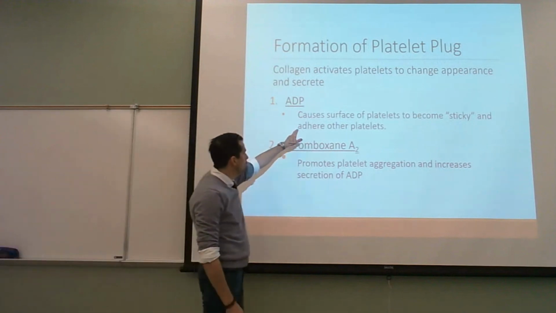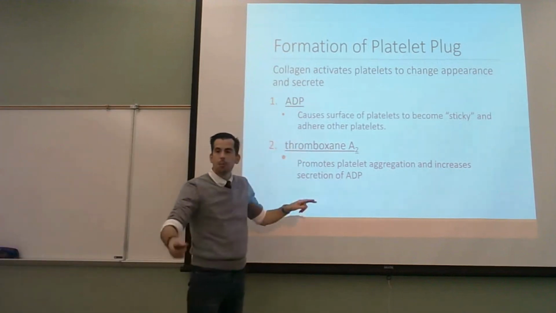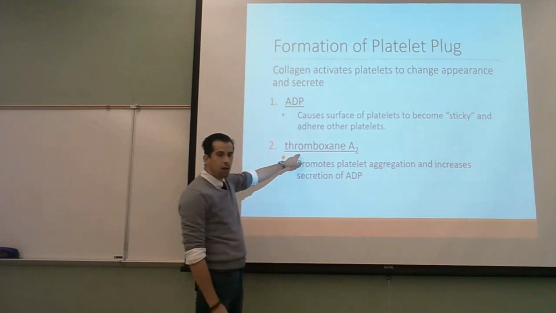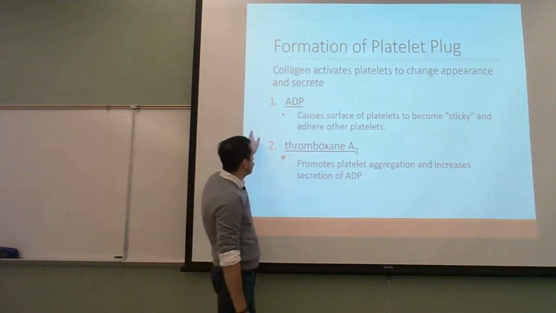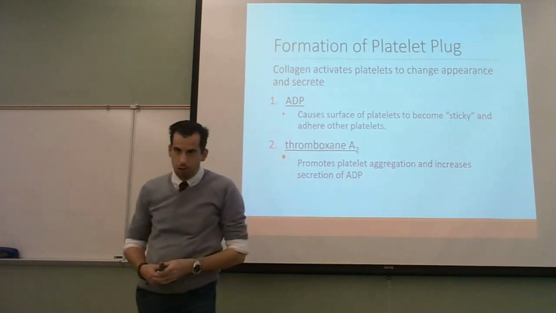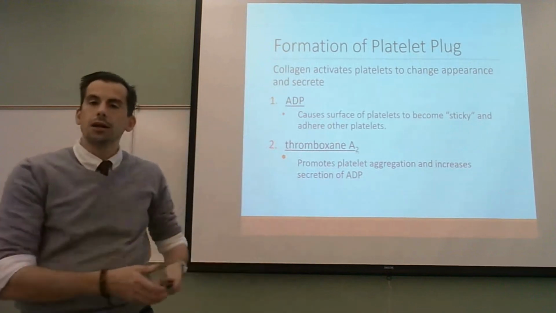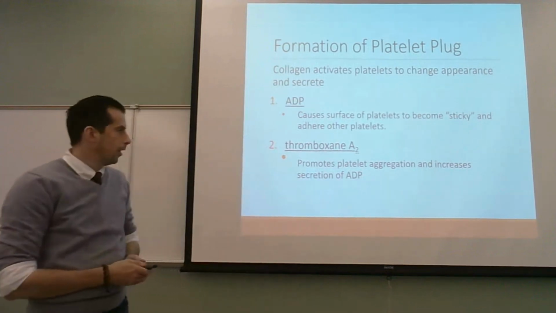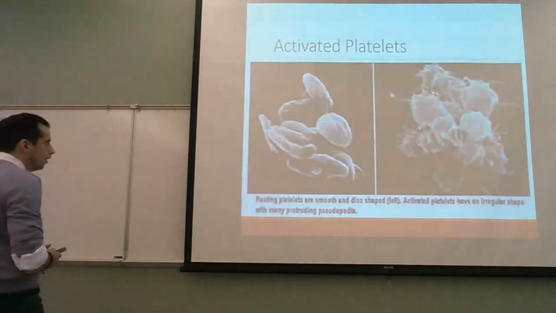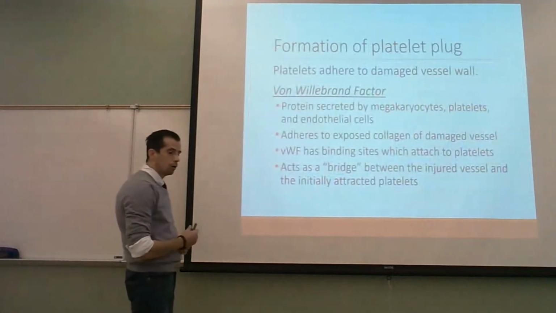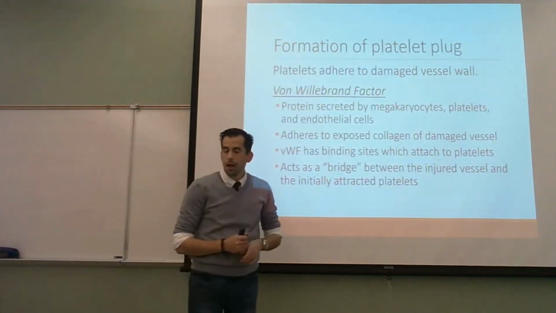You have the platelets producing ADP and secreting it, making them become sticky. They also produce a chemical called thromboxane A2, which results in even more ADP getting secreted, accelerating that sticky nature of our platelets. You'll see ADP take on another role here before we're done as well.